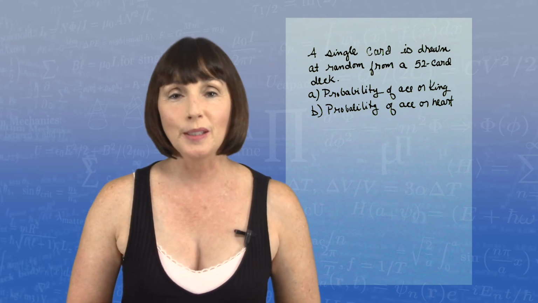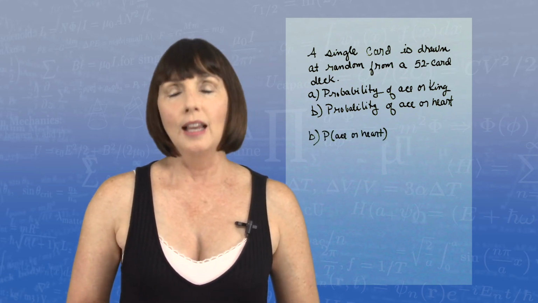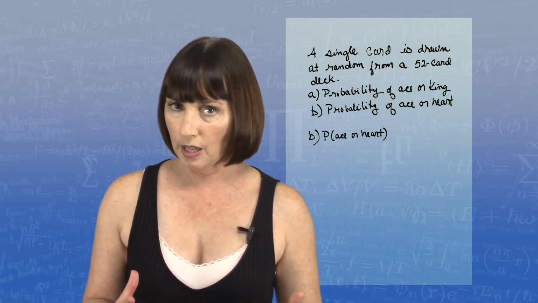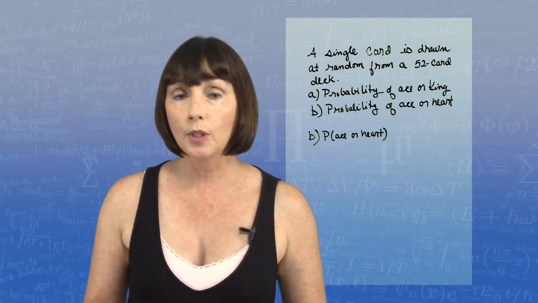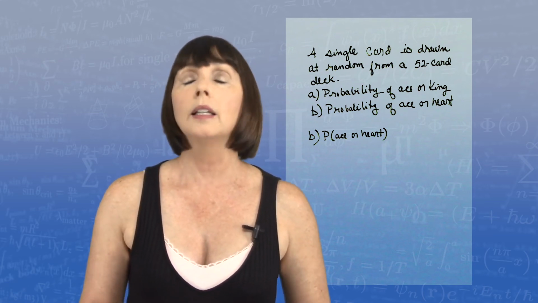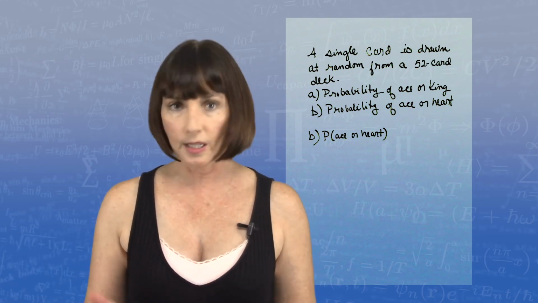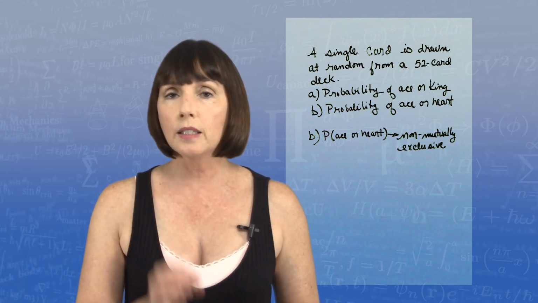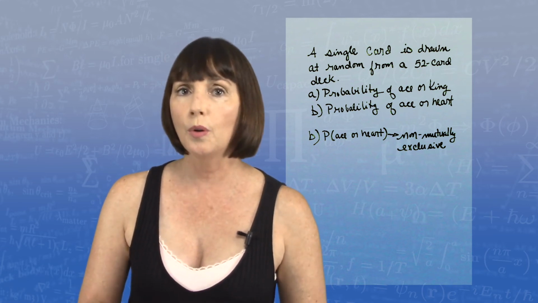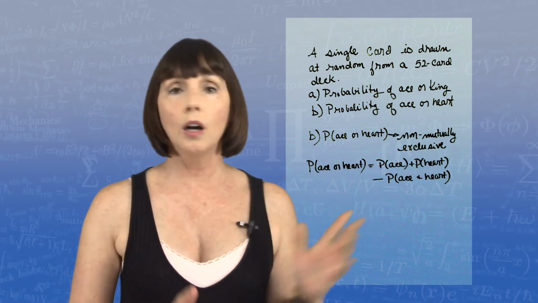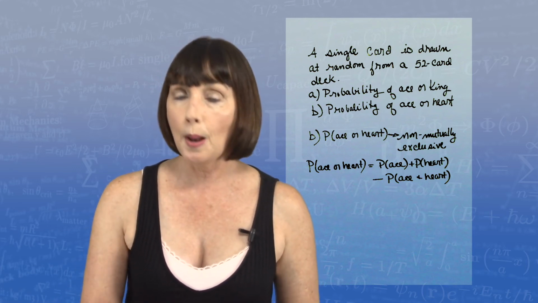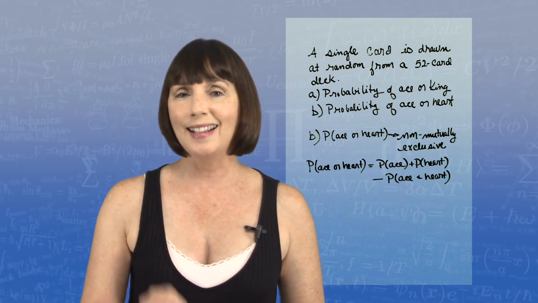Okay, now let's find the probability of drawing an ace or a heart. Again, we have to determine whether or not these events are mutually exclusive. So ask yourself, could they occur at the same time? Could you draw, with a single draw, an ace and a heart? Yes, you could. You could draw the ace of hearts, and that would satisfy both criteria. So these events are non-mutually exclusive. They could happen at the same time. So the probability of drawing an ace or a heart is equal to the probability of drawing an ace plus the probability of drawing a heart minus the probability of drawing an ace and a heart.